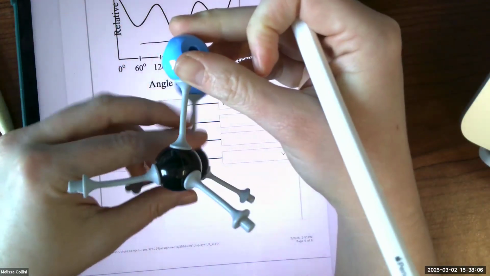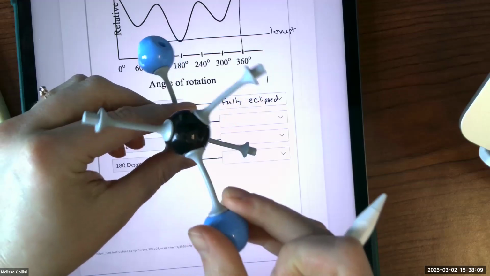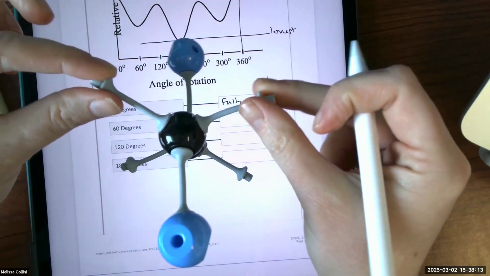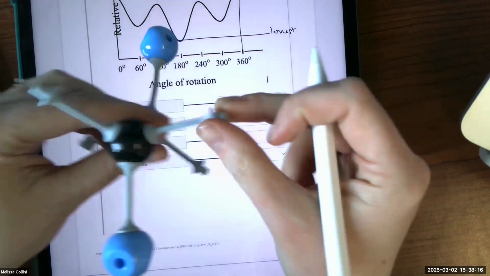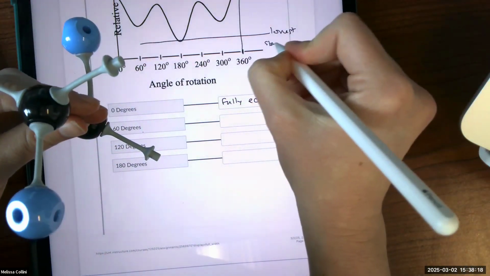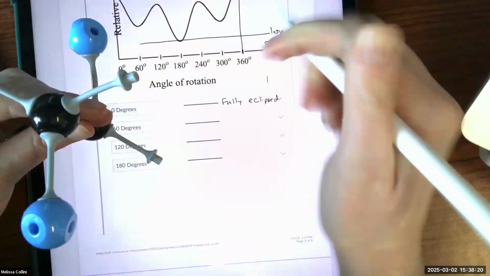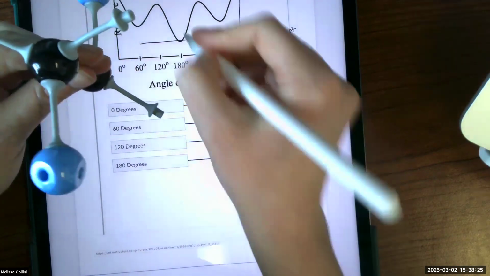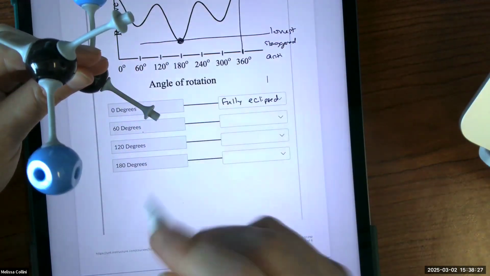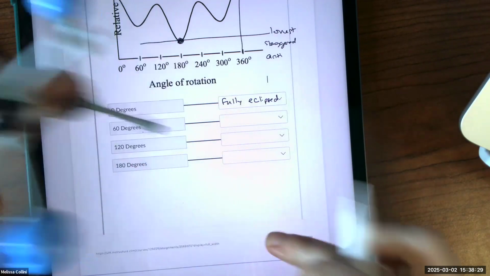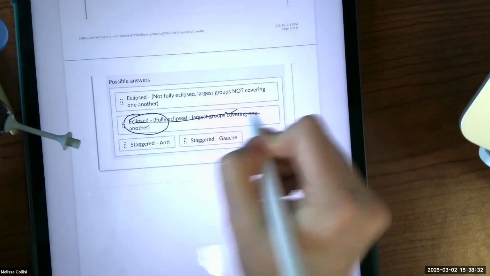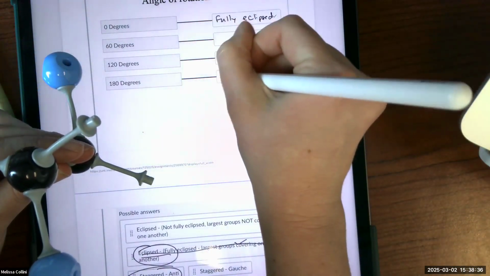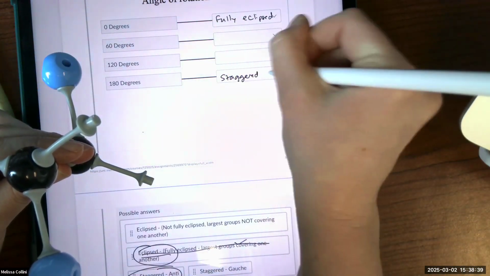Then the lowest position is when those groups are farthest away possible. They're staggered, they're not covering one another up. None of these groups are laying on top of one another. So they're staggered, and then they're fully anti. This position is the lowest energy position, where the two groups are farthest apart, totally opposite. So that would be 180, staggered anti.